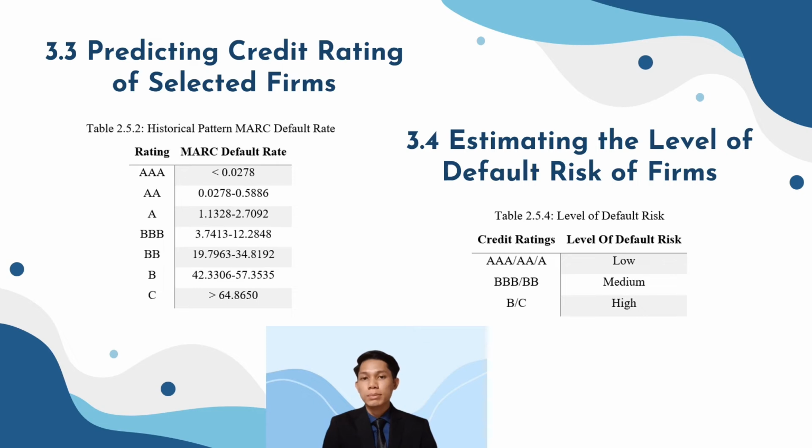Next is estimating the level of default risk of firms. Information on predicted credit rating is used to categorize firms according to the level of default risk, which can be seen on table 2.5.4, with low, medium, and high level. A firm that has a predicted credit rating of AAA, AA, and A is categorized as low. Next, a firm with a predicted credit rating of BBB and BB is categorized as medium level, while a firm with a predicted credit rating of B and C is categorized as high level.